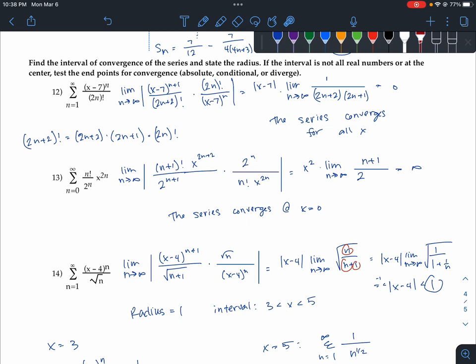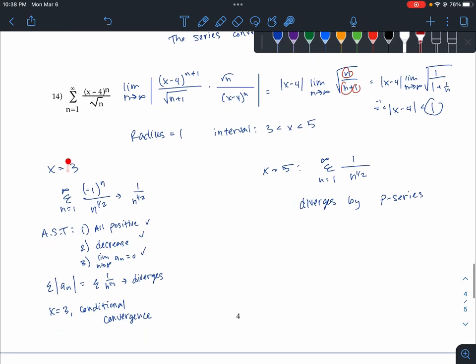So for all of these we found the radius and interval as needed. And if it was an interval, like in this case right here, then we test the endpoints and found if they converge. x equals 3 converges conditionally, and here it diverges by the p-series.